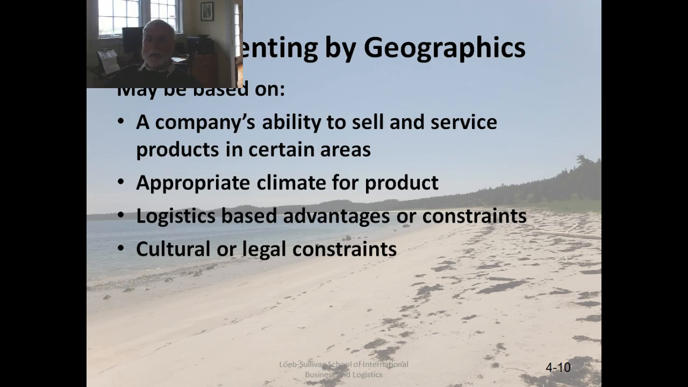Geographics maybe have to do with where we can deliver products to. It may have to do with climate, logistics, advantages or constraints, and cultural or legal constraints. Obviously, moving into other countries falls into that cultural and legal constraint area. Logistics-based advantages or constraints: well, if I'm selling a product that's heavy and expensive to ship, I may not be able to ship far from wherever it is that I produce the product.